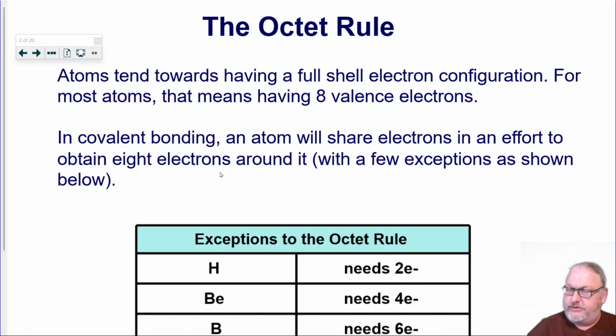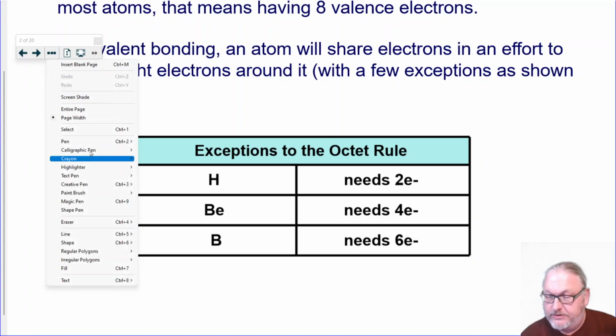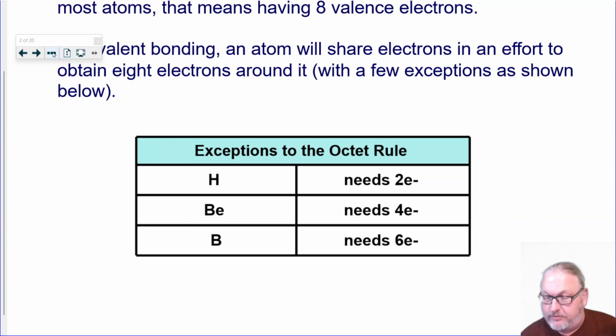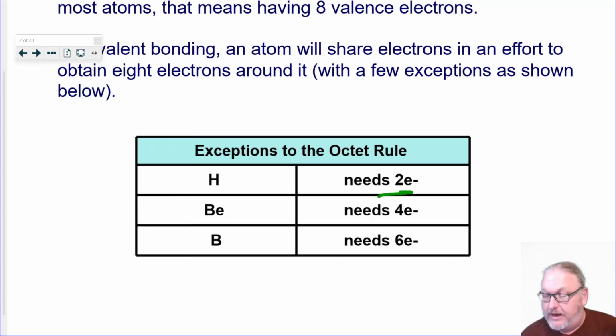Hydrogen, all it needs is just 2 electrons. Let's go green. Hydrogen gets 2 electrons, and it's got a full configuration. Now beryllium, a weird one, only needs 4 valence electrons. Boron only needs 6 valence electrons. Those are the weird ones. Thank God, that's all we have to worry about right now.